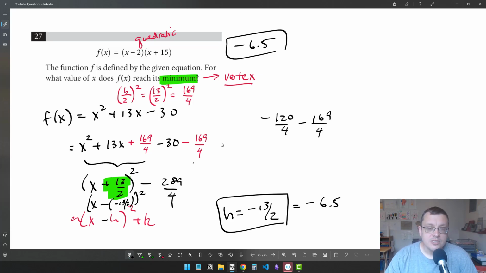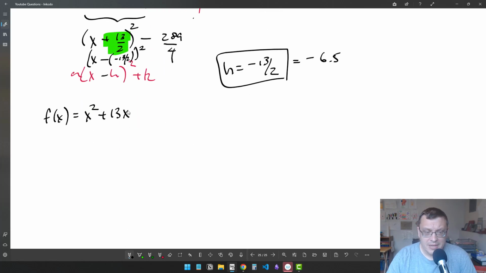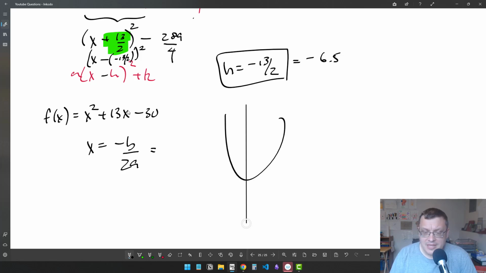What's the medium way? Well, let's go back to when we had the quadratic. So f of x is equal to x squared plus 13x minus 30. And all we need to do here is just find the value of the axis of symmetry, which is negative b over 2a, right? Using these values of a and b, so 1 and 13, it gives me the x value of this axis of symmetry, which is the h value of the vertex. So I can skip everything I did here and just use this.